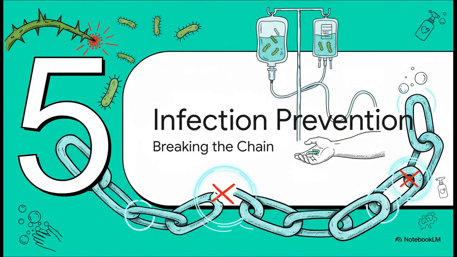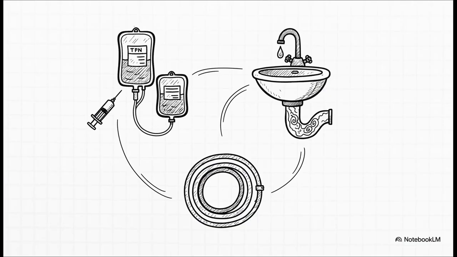Finally, let's talk about prevention. And this is so important because in the hospital, Pantoea agglomerans is almost never spread from one person to another. It's almost exclusively a common source pathogen, which means everyone is getting it from the same contaminated item. So, where is this thing hiding?